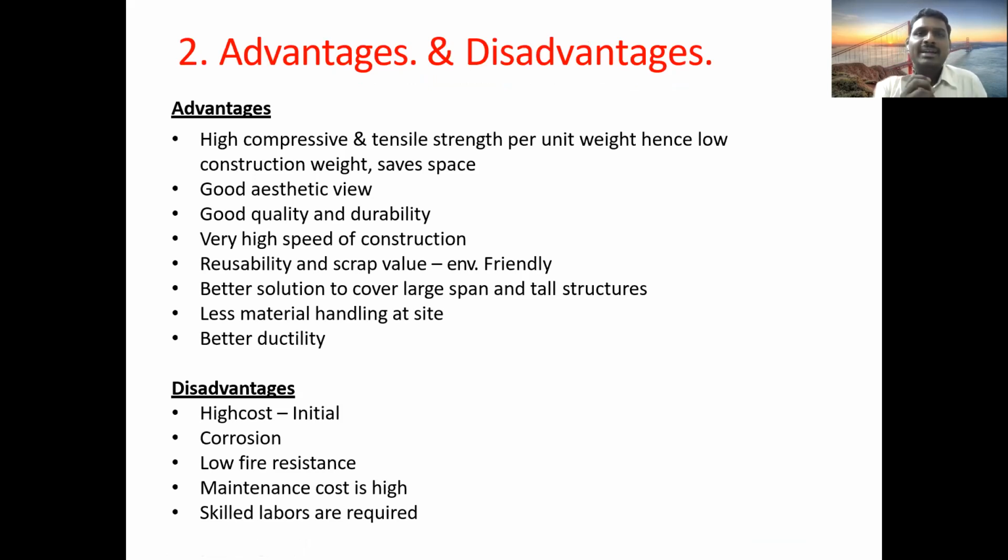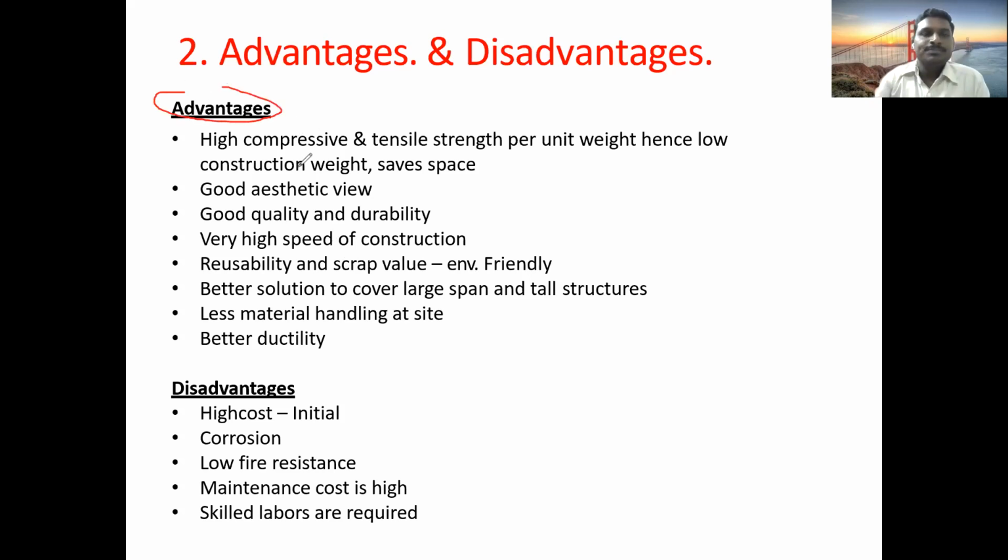Now, advantages and disadvantages of steel structure. This is very important because one of the MCQs will be asked on the basis of the advantages and disadvantages. You have to mug up or keep in mind these advantages and disadvantages. So initially we will see the advantages of steel structure.